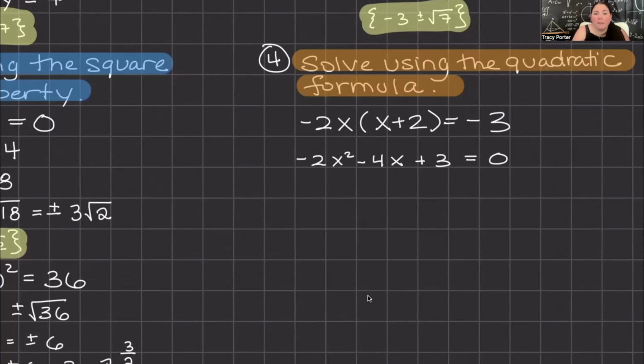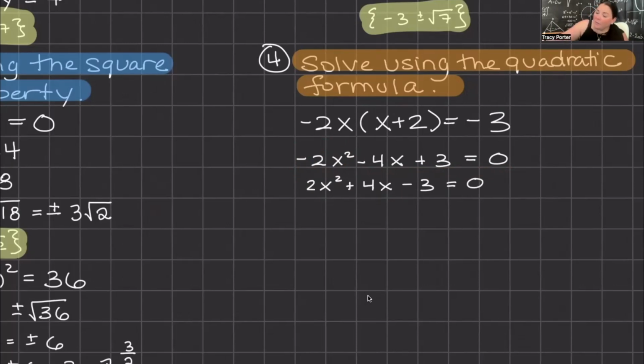Okay, so if you have a leading coefficient that's negative, it's easier to make it positive. So we can divide the whole equation through by a -1. And so that way our leading coefficient will be positive. So we're going to say this would turn into a positive 2x squared. This will be a positive 4x, a minus 3, and 0 divided by -1 will still be 0.